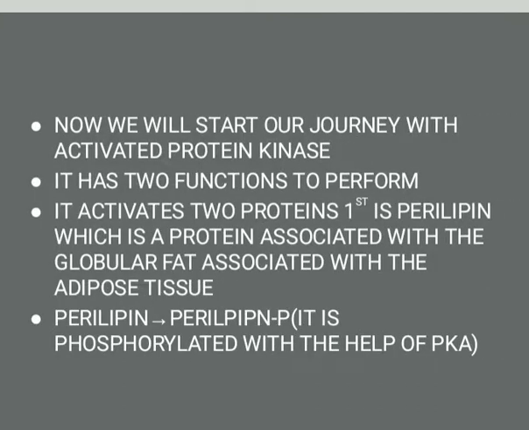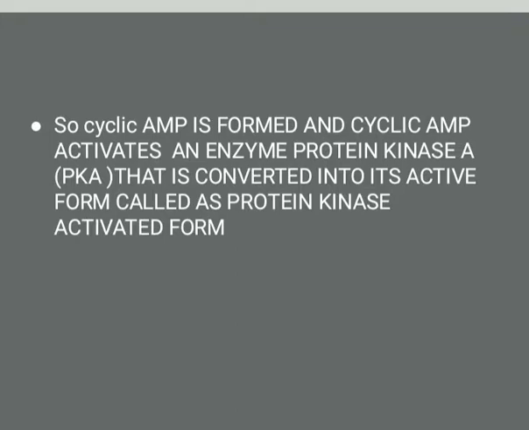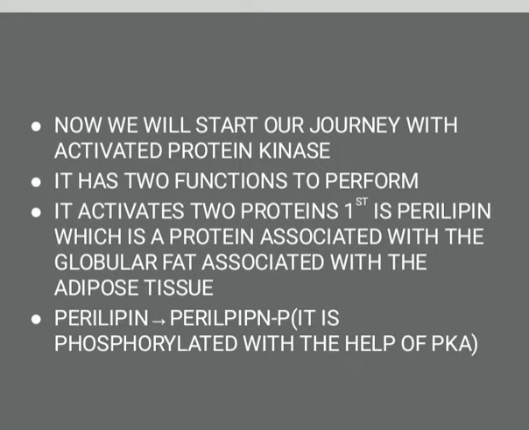Now we will start our journey. What we have seen is that when our body is deficient in glucose or energy, our body uses the hormone glucagon. Glucagon binds to adipose tissue, which has specific receptors that glucagon activates. Due to the binding of glucagon, cyclic AMP is formed, and this cyclic AMP activates another enzyme called protein kinase A. Now the journey begins of how fats are converted into fatty acid and glycerol, because fats are composed of two things, fatty acid and glycerol. When fat is broken down, it gives fatty acid and glycerol, and then the fatty acid is broken down to give energy, and the glycerol is separately broken down to give energy.